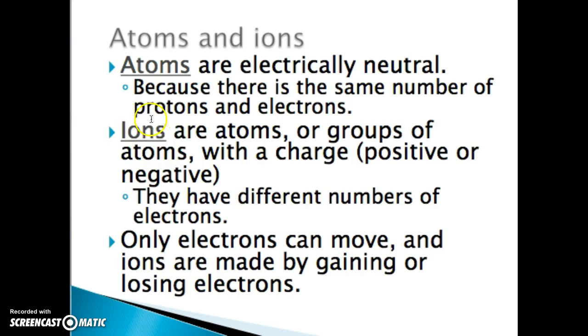When you do have a charge, you're called an ion. So an ion is an atom or a group of atoms with a charge. And we've looked at all different kinds of ions. We've talked about how you become positive or negative by either gaining or losing electrons. In this chapter, we're also going to see ions where we have a group of atoms. So we'll get to that in just a few minutes.